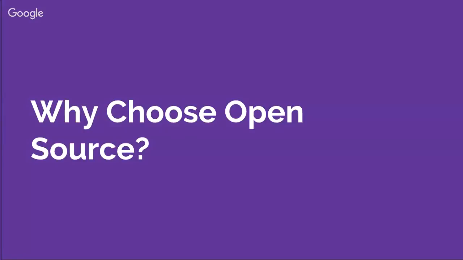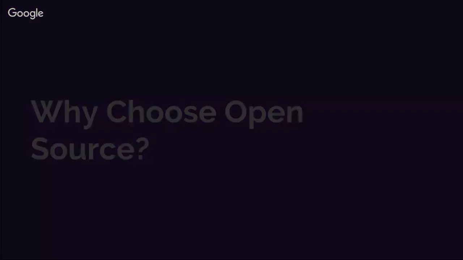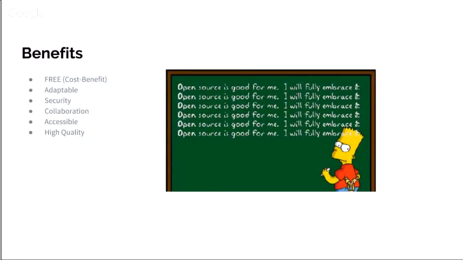So why should you choose open source software? Let's start by providing some benefits of using open source software. First off, and most importantly, open source software is completely free, which provides an unbeatable cost benefit for using the open source software over proprietary software because the cost of the proprietary software is often very steep.